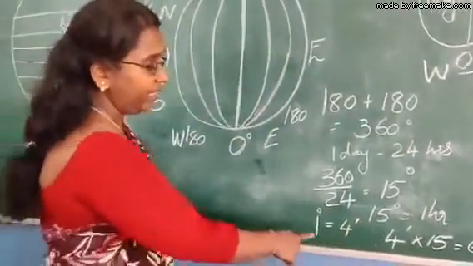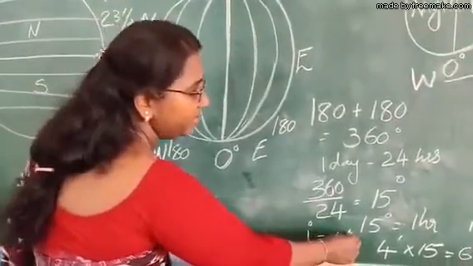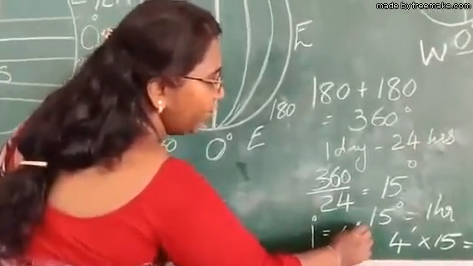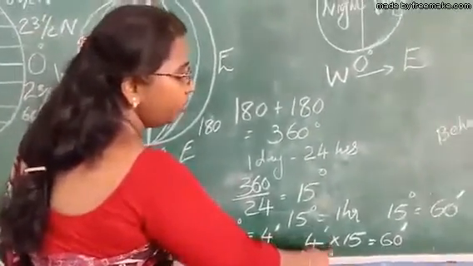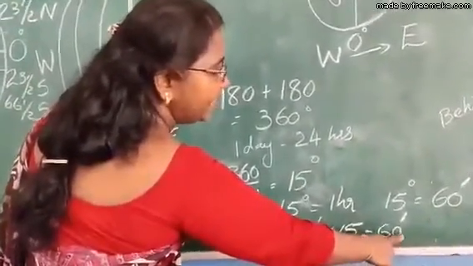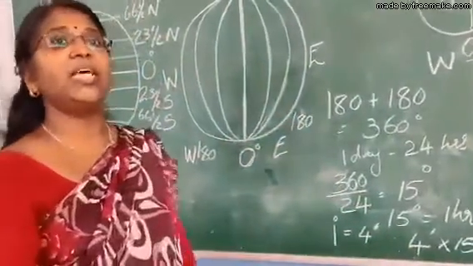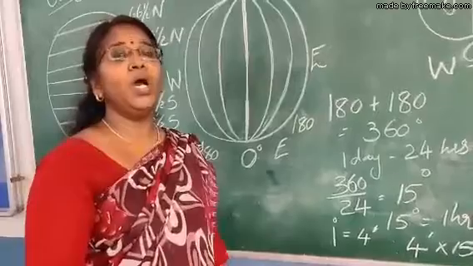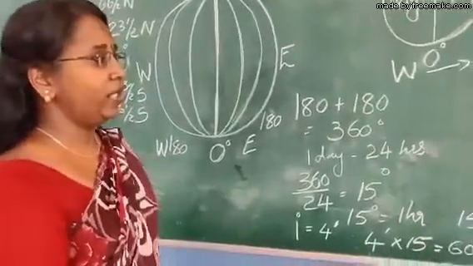For better clarification, you see here, 1 degree means 4 minutes. This symbol is used for minutes. So 1 degree is equal to 4 minutes. That means 4 into 15 is equal to 60 minutes. Understood? So that means the earth completes 15 degree of rotation in 60 minutes or 1 hour.